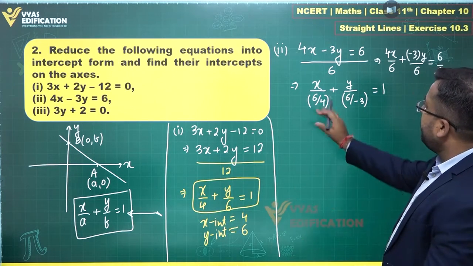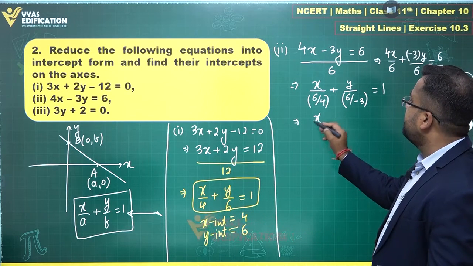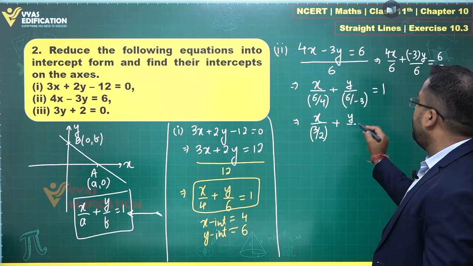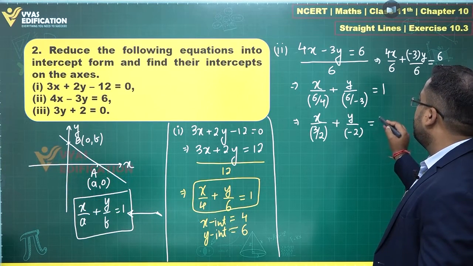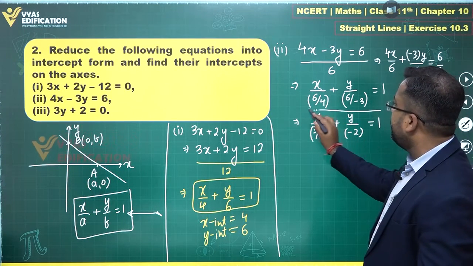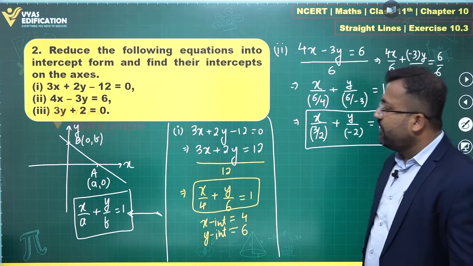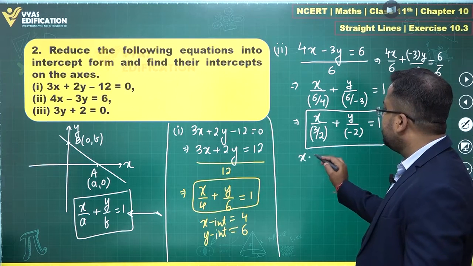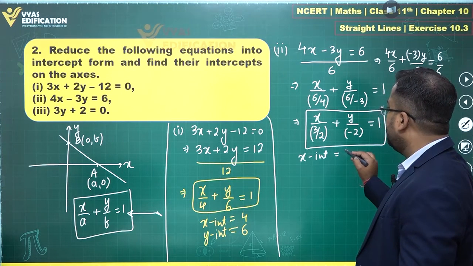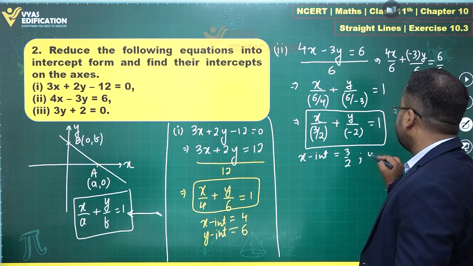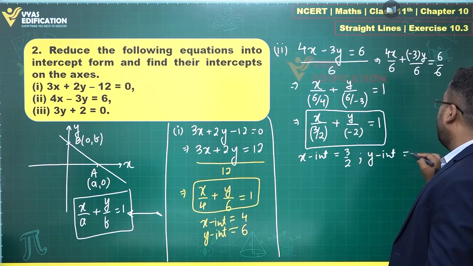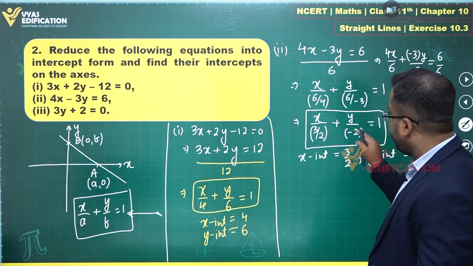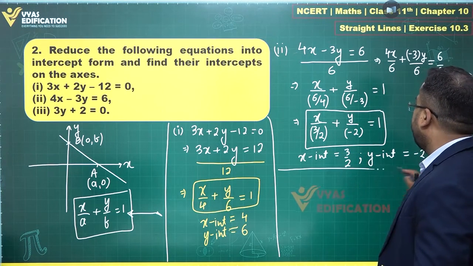Yes. And once you write in this form, this can be further written as x upon 3 by 2 plus y upon minus 2 is equal to 1. And this is the required intercept form, as you can clearly observe. The x intercept is equal to 3 by 2. The y intercept is equal to minus 2. That is the denominator of x, and the y intercept is minus 2. That is what you have.